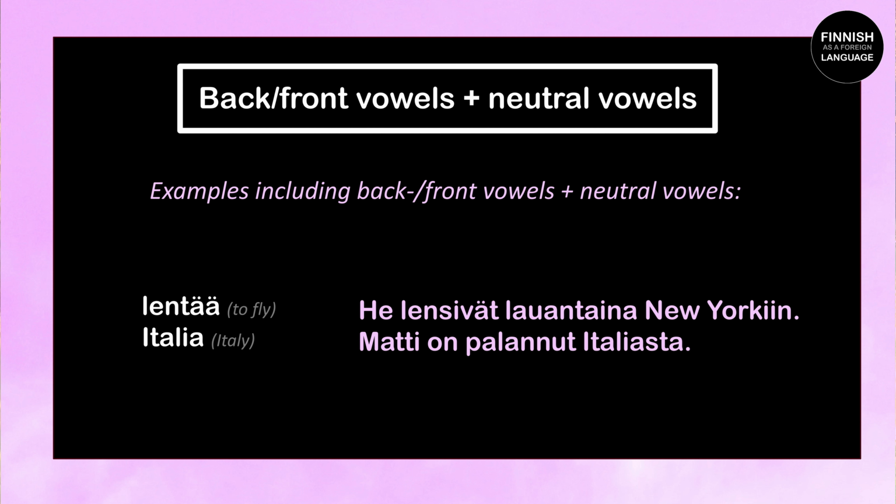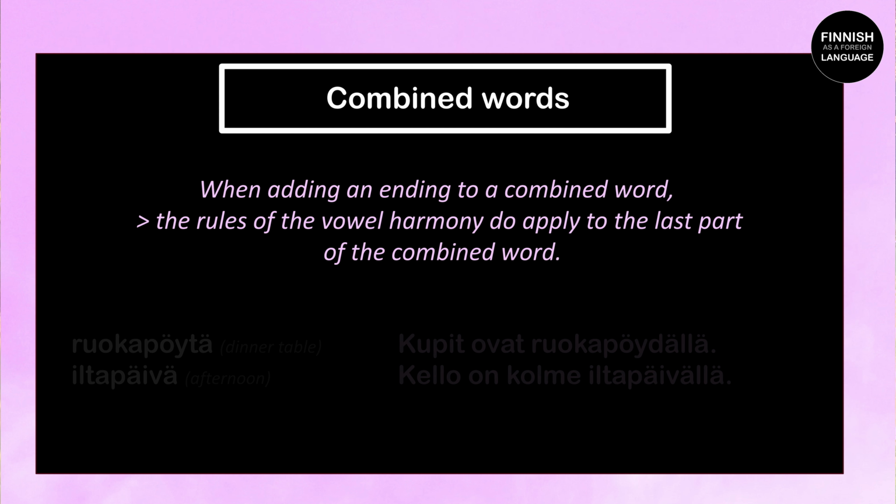So what do we have to remember here? If the stem of a word contains back vowels, which are a, o, or u, then the ending also gets a back vowel. If there are no back vowels in the stem, then the ending gets a front vowel. Alright, we move on to chapter 7, combined words. Here the rule is simple. When we add an ending to a combined word, then the rules of the vowel harmony apply to the last part of the combined word.